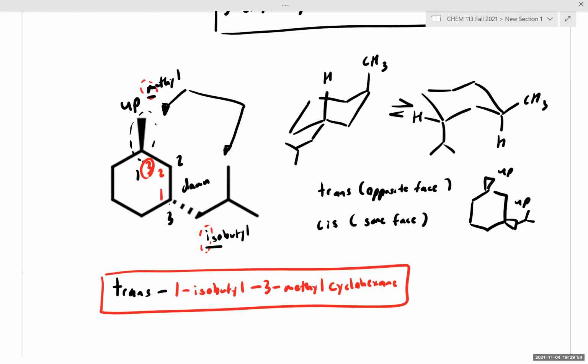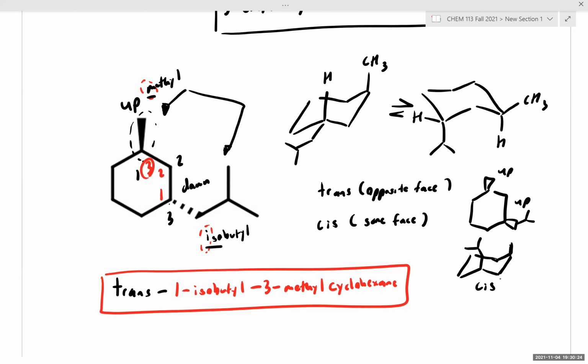Perfect. And you can see that in the chair conformation by virtue of the fact that when you draw out the chair conformation, both of your groups will be pointing up. Does that make sense? That does make sense. Okay. Trans. Perfect. As a general rule, if you assign the substituents as pointing up or down, if they're both up or they're both down, it's cis. If they're different, they're trans.